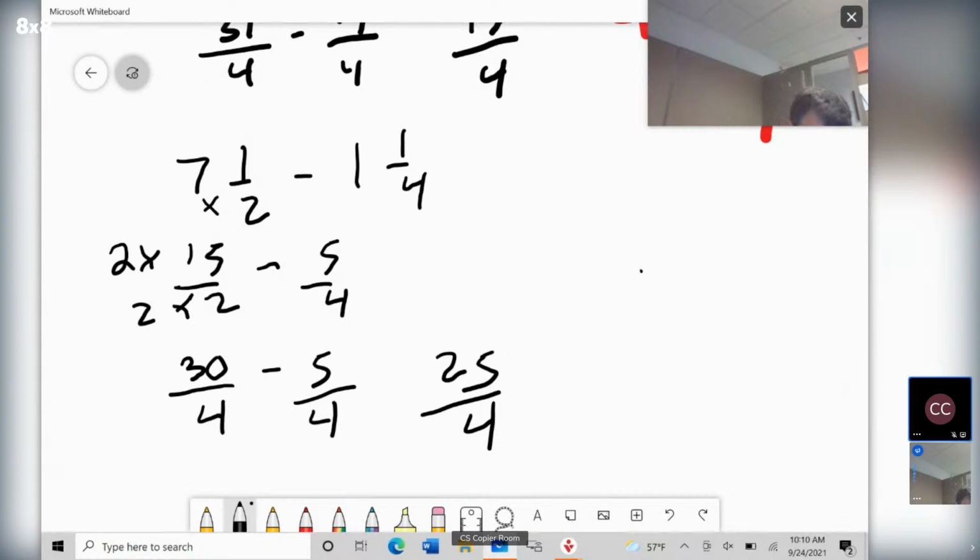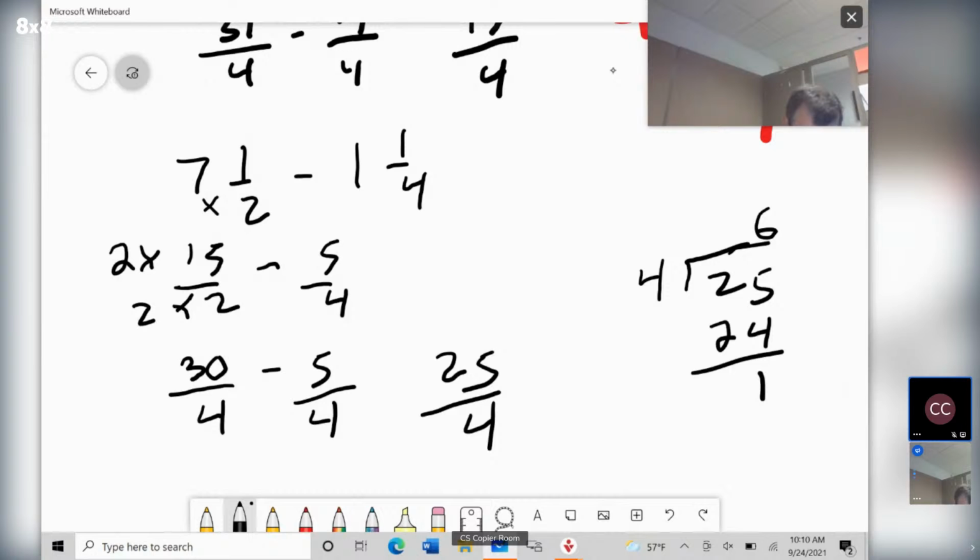Okay. And then 4 will go into 25 6 times. 6 times 4 is 24. There's going to be 1 left over, so it just goes over that. So that would be 6 1/4. And both these are the exact same fraction. One is written as an improper fraction. One is written as a mixed number.